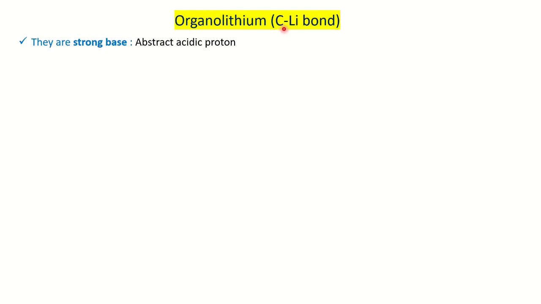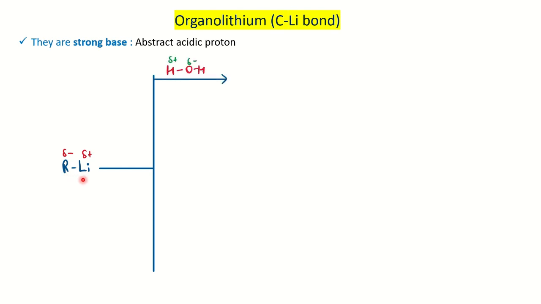So it has many applications, and the most important application is it is a very strong base. And the role of the base, we know it abstracts the acidic proton. So we'll take a general organolithium here. Organic part we will represent here with R, and this R can be any alkyl group, CH3, ethyl or allyl or vinyl, any group it can be. So now we'll apply it to many other reagents.